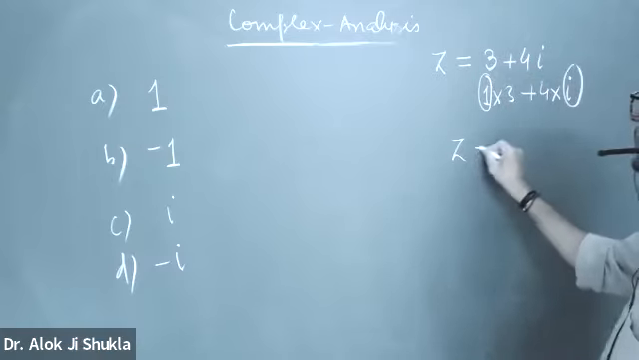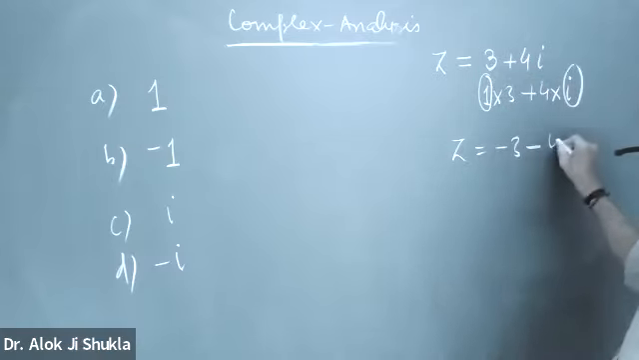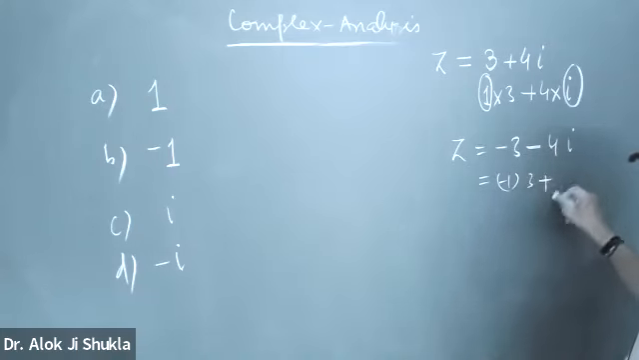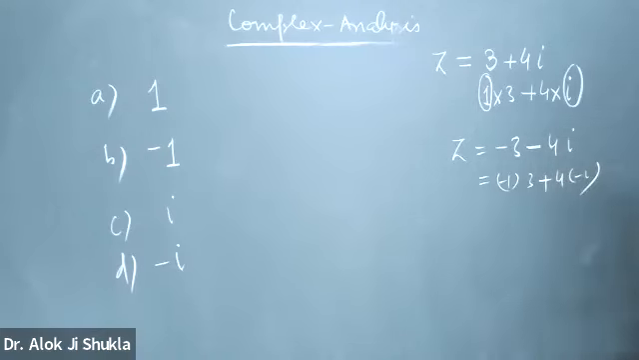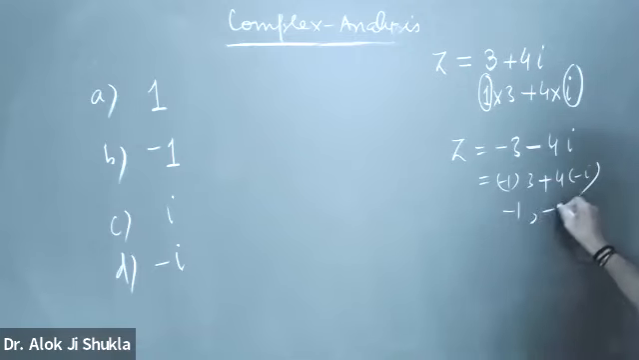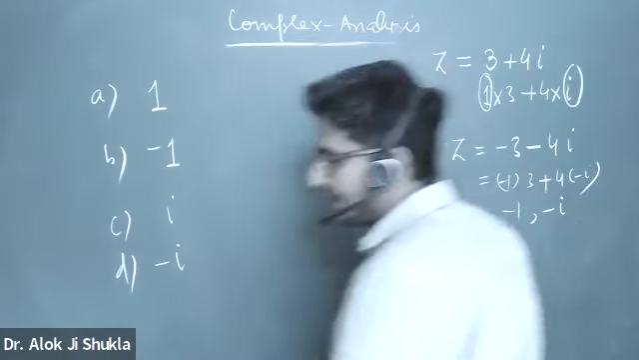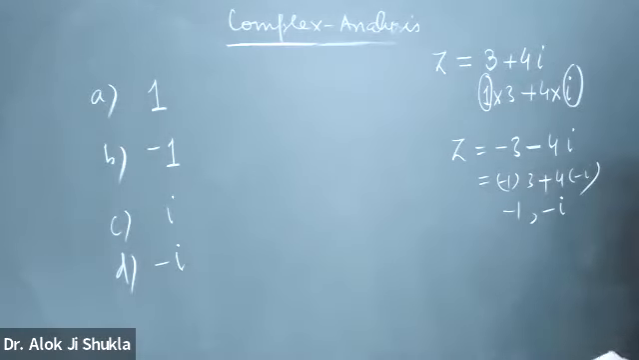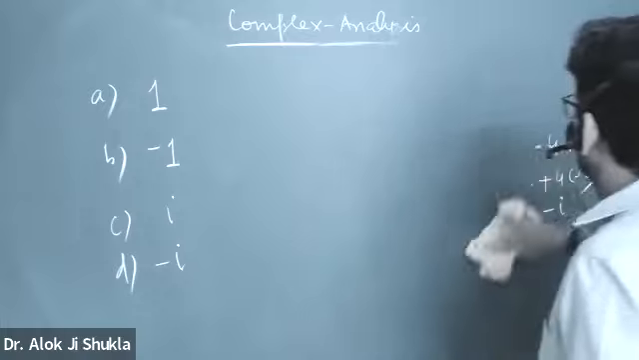Take any other number. -3 minus 4 iota. So it is -1 into 3 plus 4 into minus iota. So here I want -1 and minus iota. So these are the basic ingredients which if I write, I would be able to write any complex numbers. Right? So let us do that.